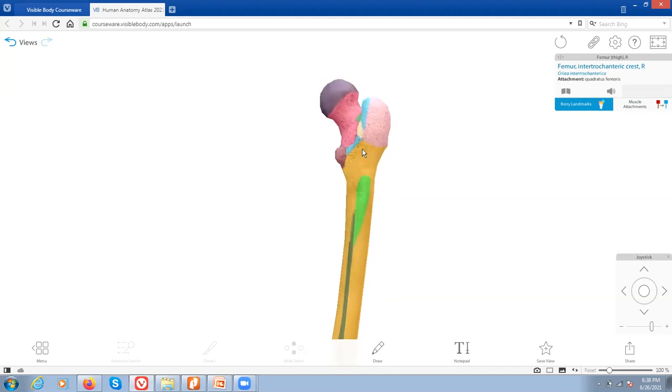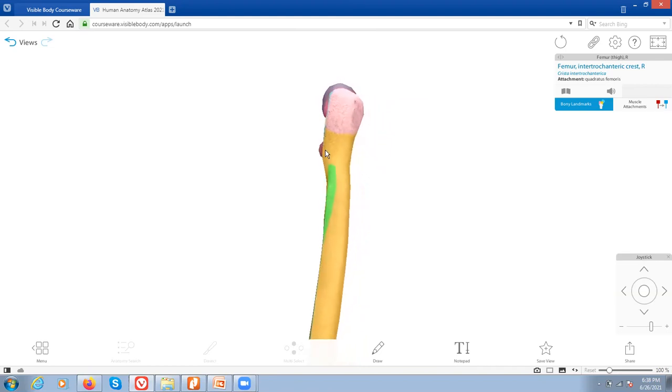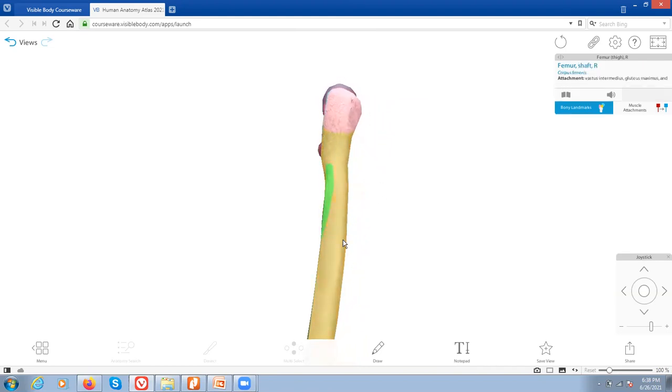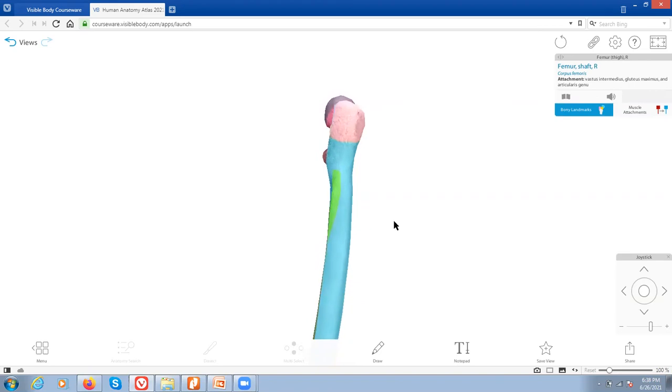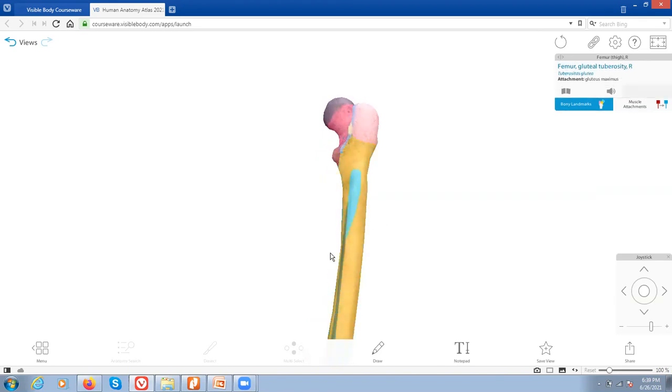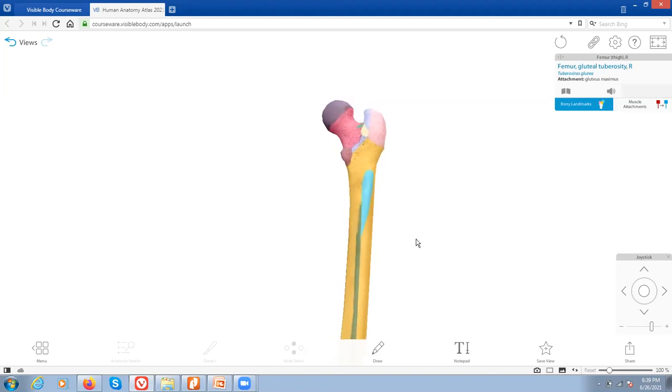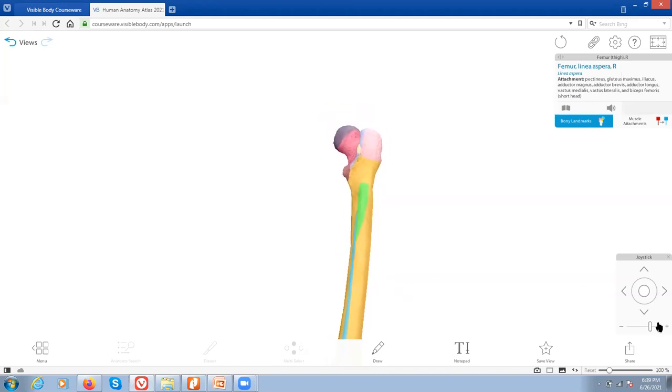Those are, of course, attachment points to various muscles. Down here, we just have the shaft. See over here, gluteal tuberosity, that's where the gluteus muscle attaches. In the back, we also have something called the linea aspera. Notice a ton of different muscles attached to that part.